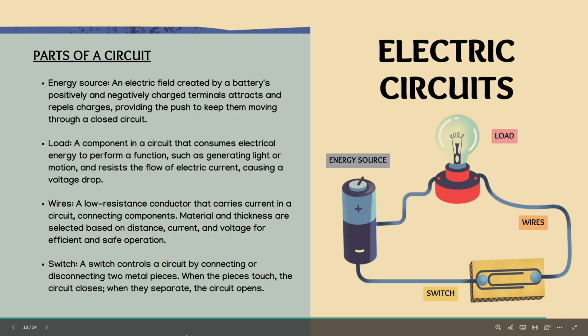We have parts of the circuit. So for circuits, we have the energy source, which is an electric field created by a battery with positively and negatively charged terminals that attract and repel charges. We have the load, which is a component of a circuit that consumes electrical energy to perform a function. You have the wires, which are low resistance conductors that carry current in a circuit connecting components, with materials and thickness selected based on the distance and the current or the voltage. And lastly, you have your switch, which connects and disconnects the power between the two pieces.